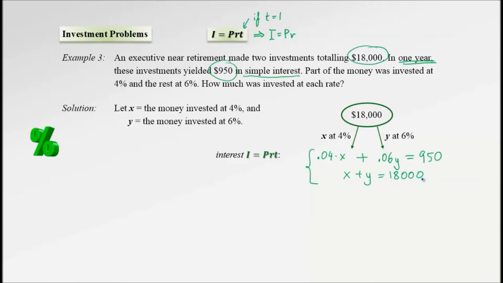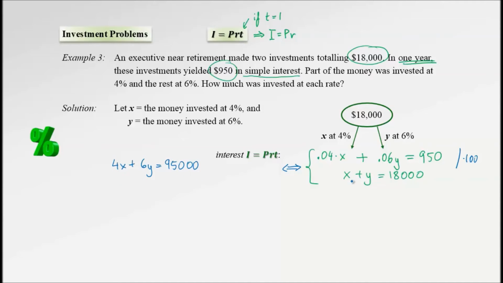Okay, so now what's left to do is just to solve it. I like to get rid of decimals first. So what we can do, we can multiply the first equation by 100 and then rewrite our system of equations equivalently with no fractional coefficients anymore. So 100 times the first term is 4x plus 100 times the second term is 6y, and then it's 950 and 2 zeros because we multiplied by 100.